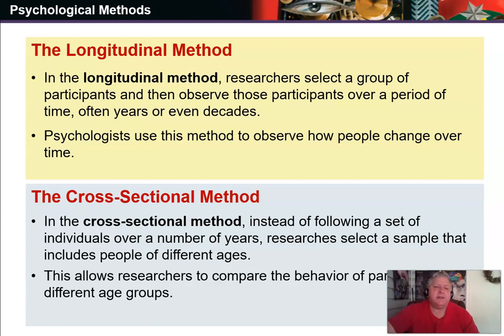The cross-sectional method: instead of following a set of individuals over a number of years, researchers select a sample that includes people of different ages. This allows researchers to compare behavior of participants at different age groups. This way, they don't have to wait 50 years to find out what happens.